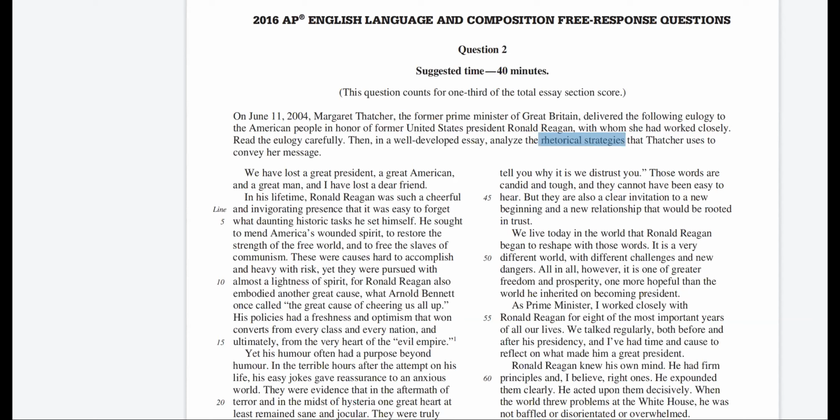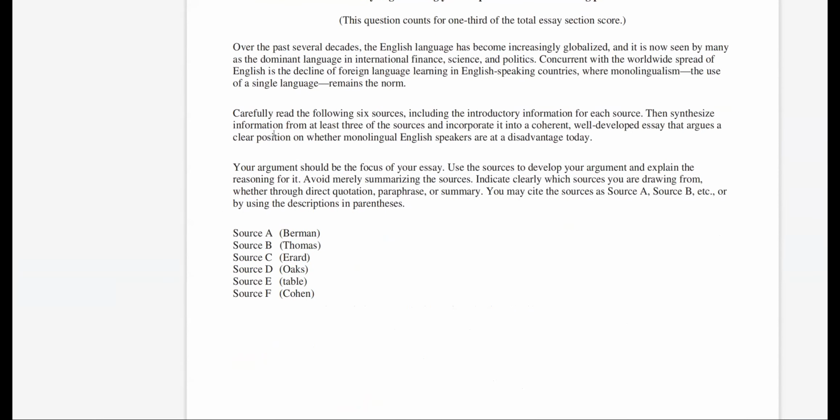And question 1, again, is an argument essay, but this time it's a little bit different. Our prompt is here in paragraph 2, right here: synthesize information from at least 3 of the sources. When you take the exam, you're going to see 6 sources altogether, labeled in alphabetical order: A, B, C, D, E, F. We're going to use at least 3 out of 6, but our suggestion is, if you can, use all 6. Why?